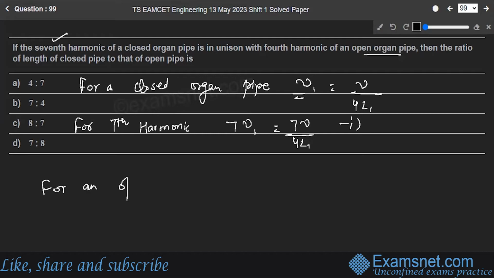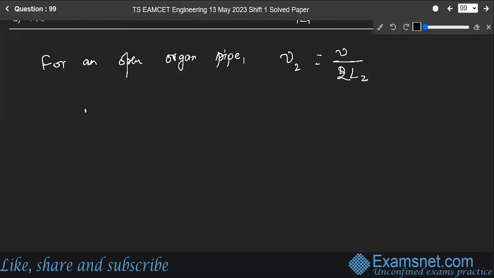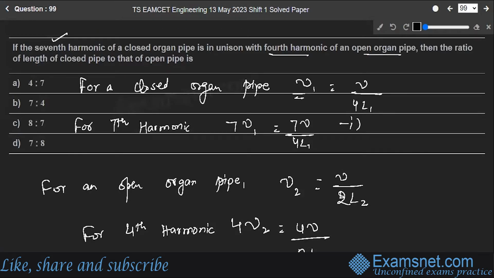For an open organ pipe, you have mu2 is equal to mu upon 2L2. And for the fourth harmonic, this is equal to 4 mu upon 2L2. Right. Now, according to the question, they both are in unison. Let's say this is equation 2.